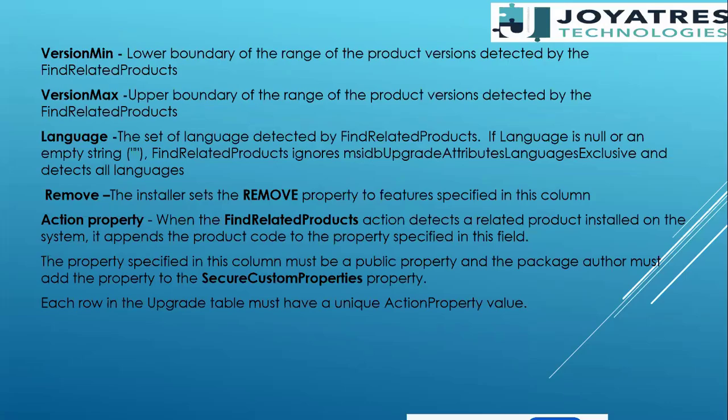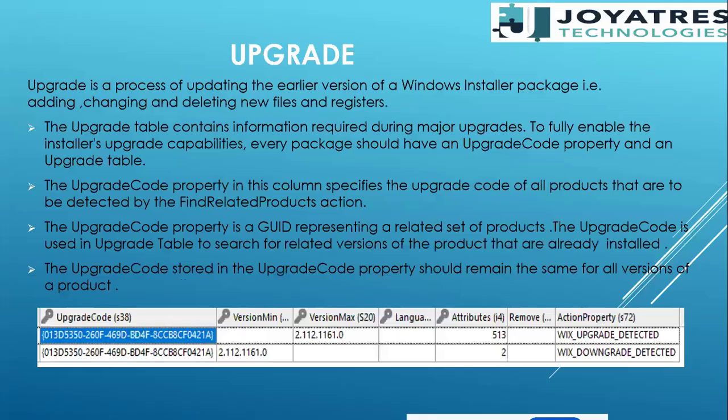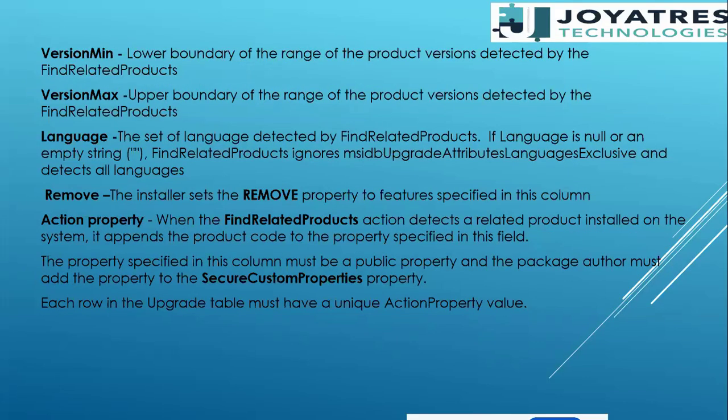If you want to specifically remove the features, we have a structure of MSI, right? Features, components, file, folder, registry. So if you want to remove the whole feature, then you have to set the property for the remove. Otherwise, you can also keep it blank, and that's the reason we have kept it blank. Now, the action property, which I already told you, I'll explain in more detail.